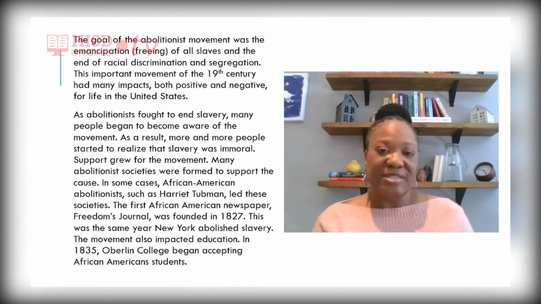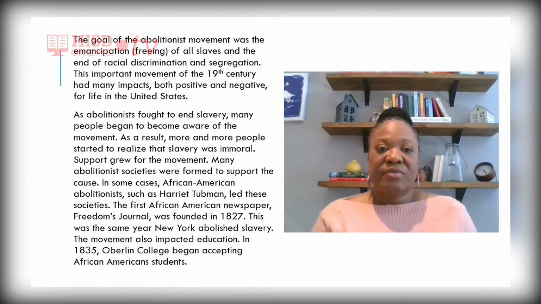As abolitionists fought to end slavery, many people began to become aware of the movement. As a result, more and more people started to realize that slavery was immoral. Support grew for the movement. Many abolitionist societies were formed to support the cause. In some cases, African American abolitionists, such as Harriet Tubman, led these societies.